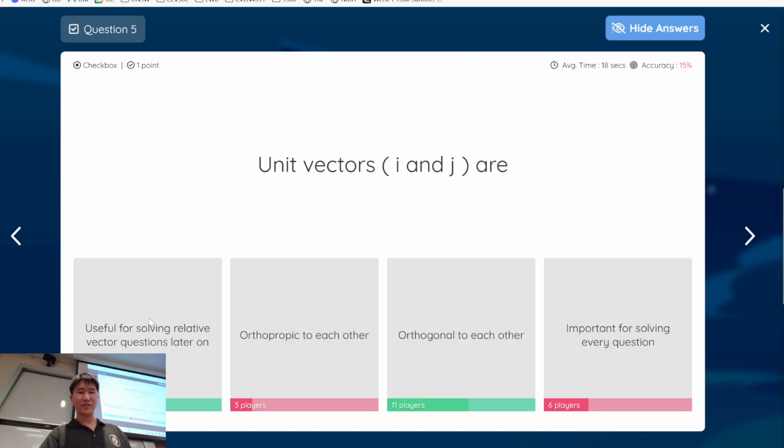And the other note I have here is it's useful for solving relative vector questions later on. So you'll see that especially in rigid body motion. You'll see that you're going to need to learn unit vectors at some point, but for the next few weeks leading up to that, they're not going to be super key.